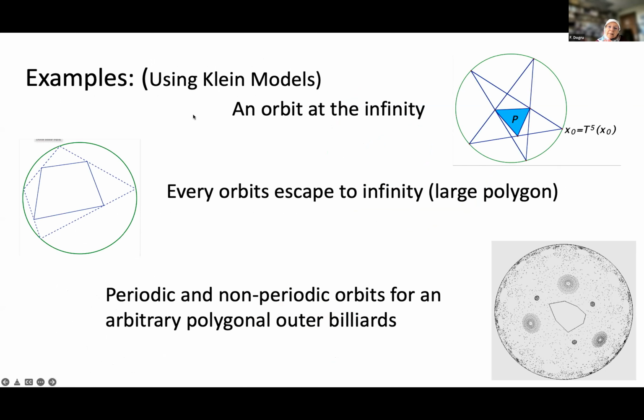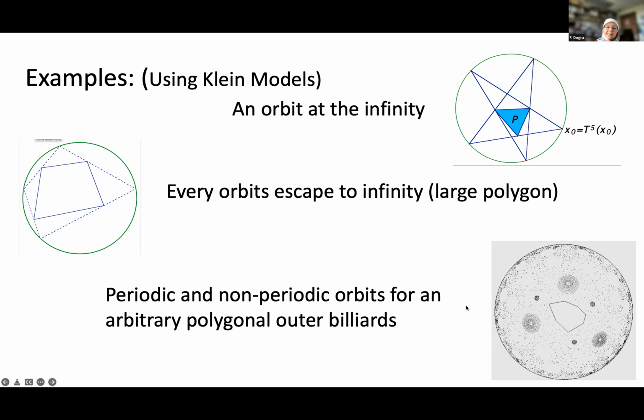Again, using the Klein model, we are able to find that for some polygonal tables, some orbits are at infinity, which is unbounded, but they are finite. And the most important one is, under certain circumstances and for certain polygons in the hyperbolic plane, every single orbit escapes to infinity. There is no periodic orbit inside the plane, but you may find it at infinity. So these are unbounded orbits.